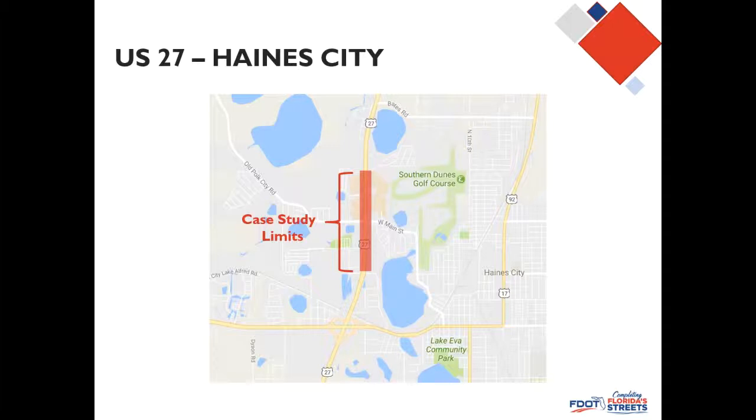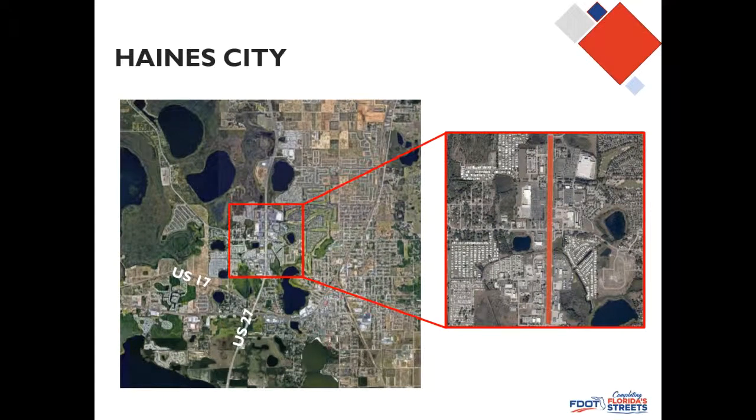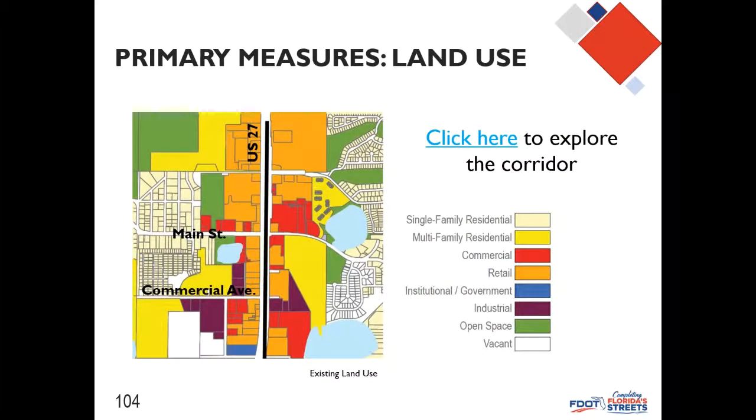For this example, we have US 27, Haines City. Looking at the aerial photograph, we can see that we have what looks like rural lands and some suburban around the perimeter. This is the intersection of highways here, and we're looking at the area along US 27 for this study.